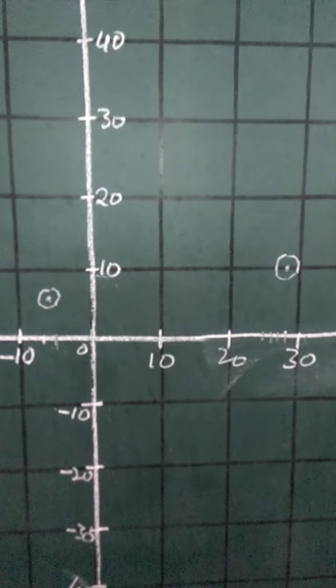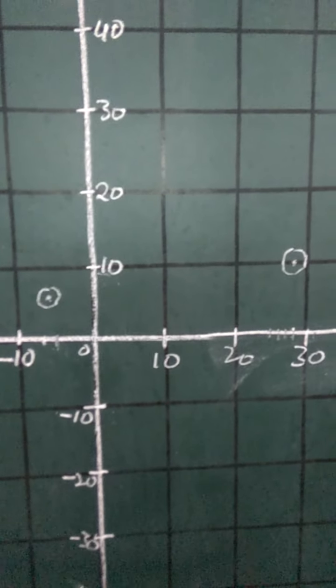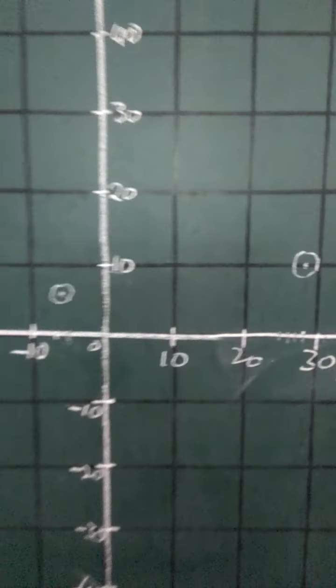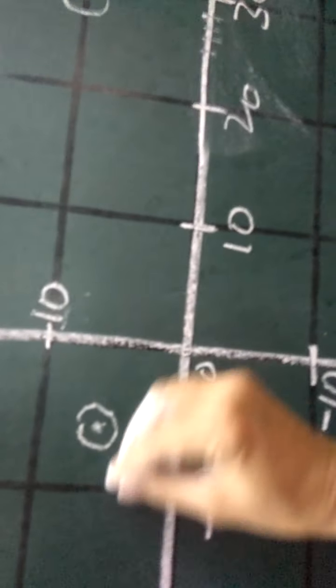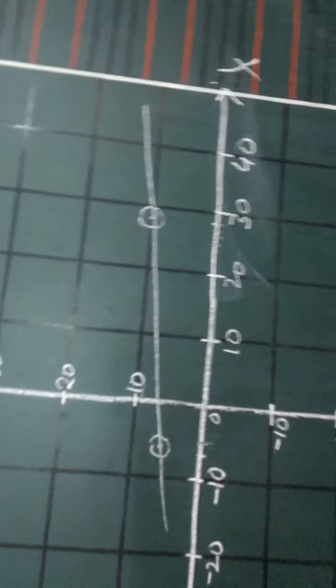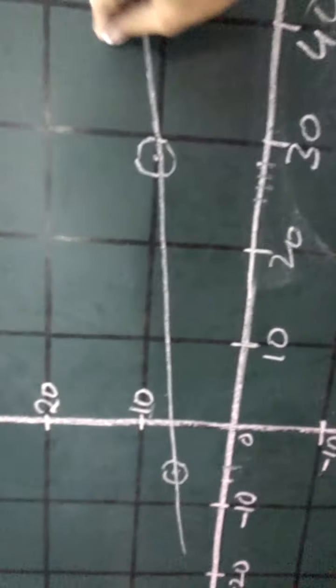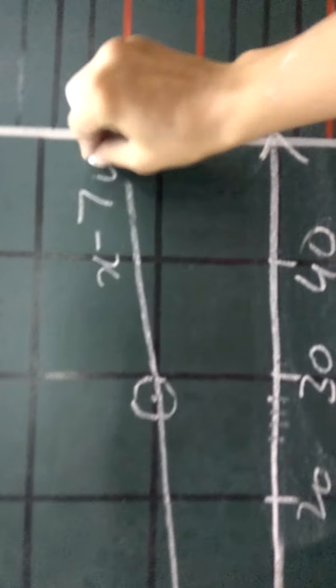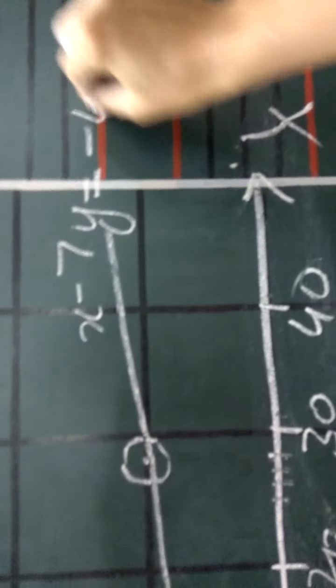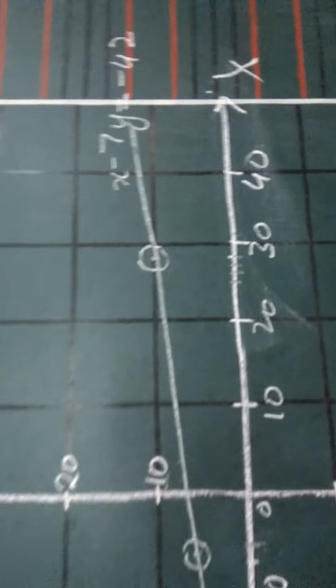I told you, you must plot minimum 3 points. Now using the scale, join these 2 points or the 3 points. So in this way, let us join these points. Use a scale, dear students, to plot these points. So this is the line for the first equation, which is x minus 7y is equal to minus 42.